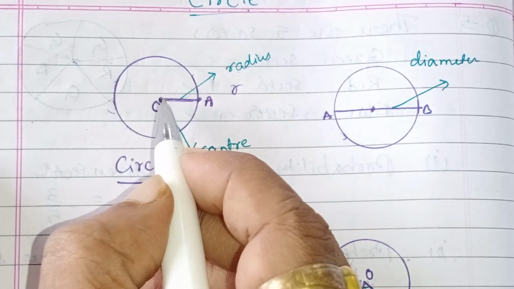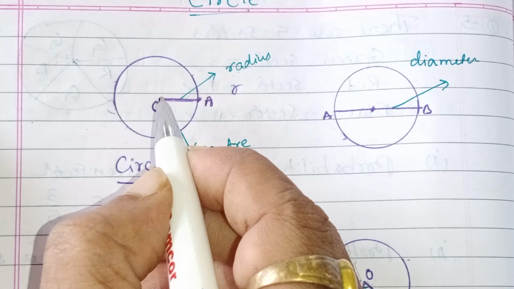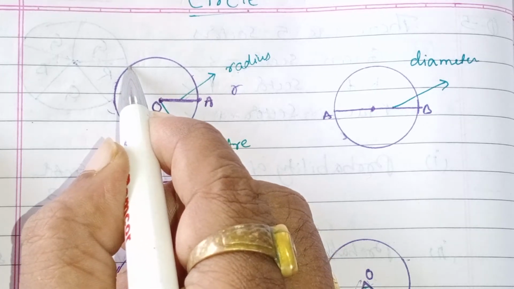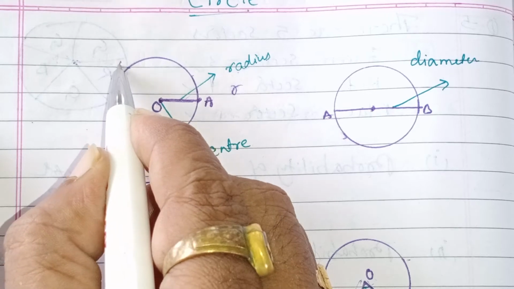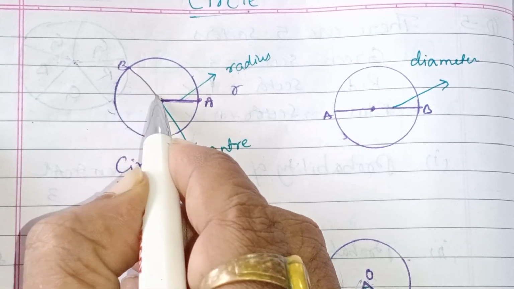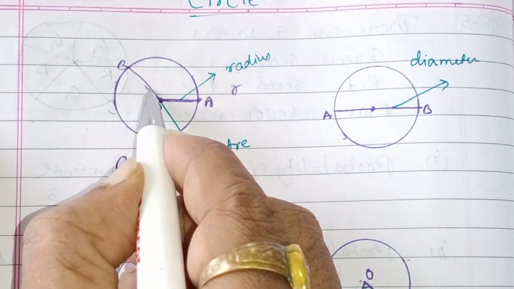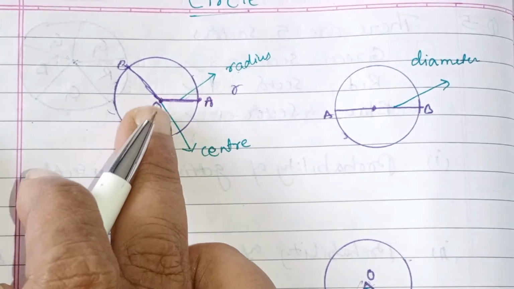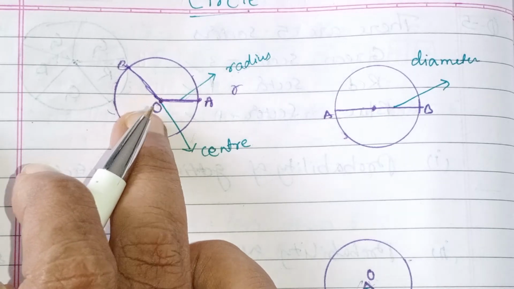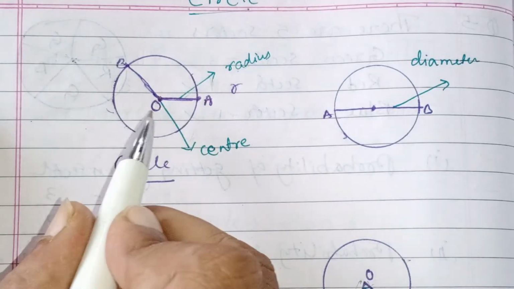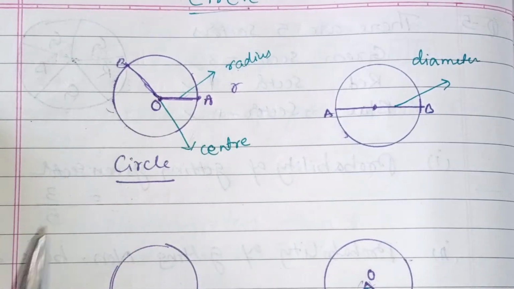So if you want to draw another radius, see, from the center towards a point on the circle, means here if you take another point B, and you draw another line segment from O to B, this is called a radius of the circle. So in this way you can draw so many radii on a circle. This is the radius of the circle and this is the center of the circle.